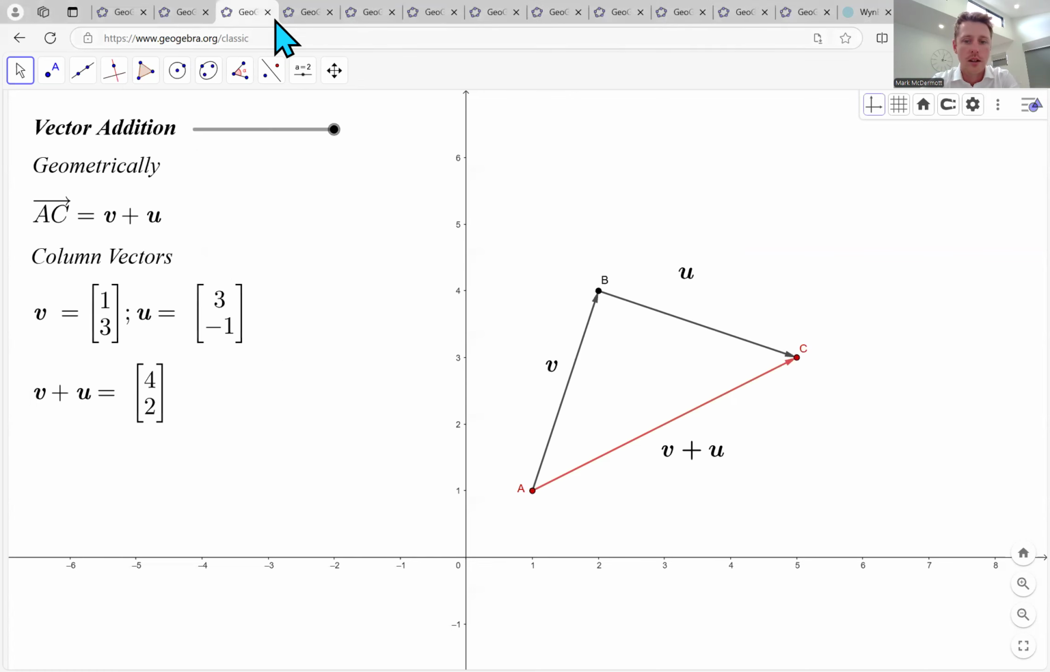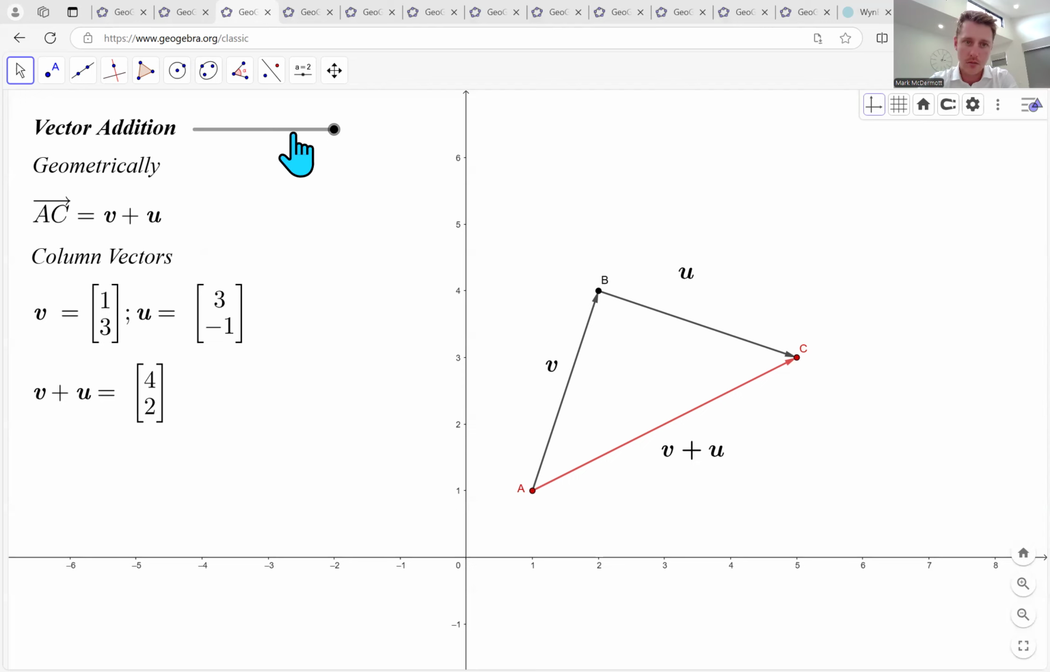Okay, let's have a look at vector addition. So now let's consider if we've got two vectors. So we've got this vector v here, and then we've got this vector u here as well. If we wanted to add them together, the trick is that you add the tail of the second vector to the tip of the first vector. So you can see that the tail of vector u is at the tip of vector v. So that goes like this. And you can see we get this resultant vector is v plus u, and that goes from A to C.